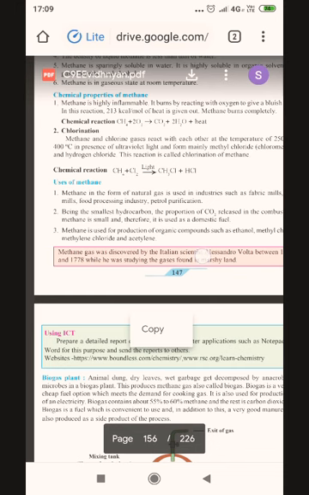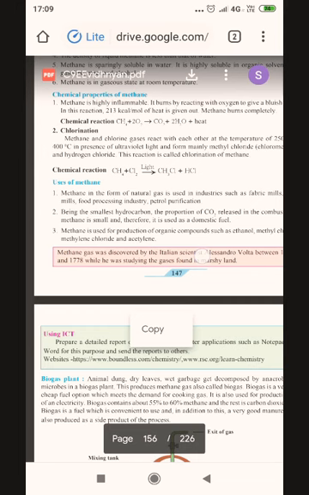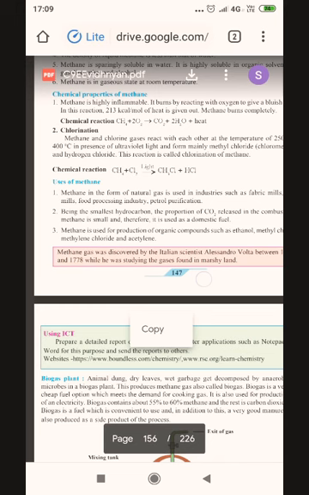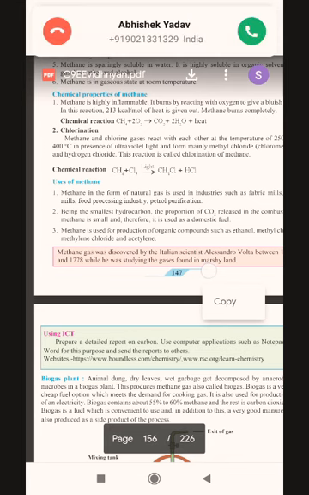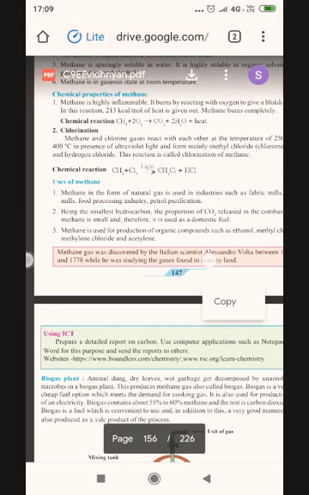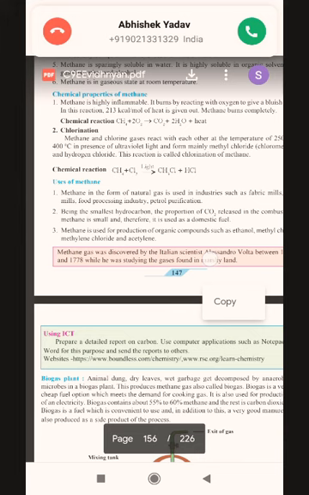Now, uses of methane. Methane is a form of natural gas used in industries such as fabric mills, paper mills, food processing industries, and petrol purification. Being the smallest hydrocarbon, the proportion of carbon dioxide released in the combustion of methane is small, and therefore it is used as a domestic fuel. Methane is used for the production of organic compounds such as ethanol, methyl chloride, methylene dichloride, and acetylene.